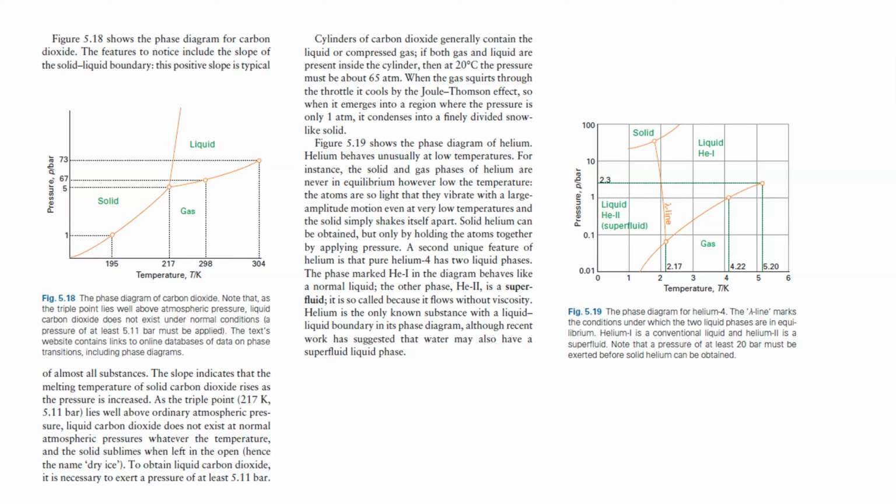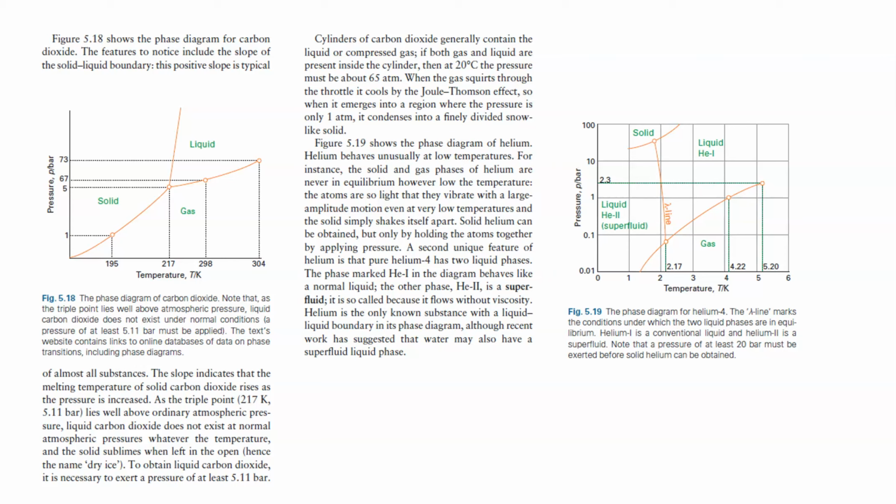As the triple point, 217 Kelvin, 5.11 bar, lies well above ordinary atmospheric pressure, liquid carbon dioxide does not exist at normal atmospheric pressures, whatever the temperature, and the solid sublimes when left in the open, hence the name dry ice. To obtain liquid carbon dioxide, it's necessary to exert a pressure of at least 5.11 bar on the system.